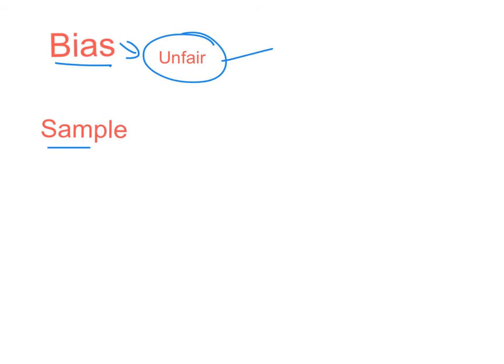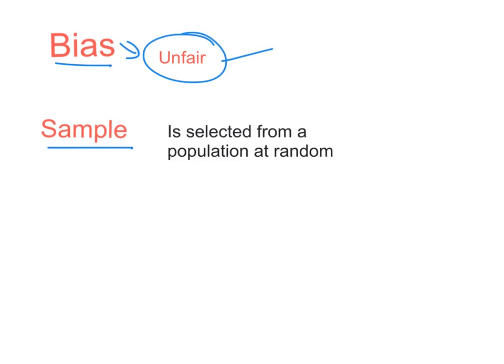The next word is sample. What is a sample? Well, first of all, a sample is selected from a population. Okay, so we say it's selected from a population at random, but then we would always back it up with an example. So most people here didn't really give a full explanation here because they didn't add in an example. So I'd like you to do that as well.